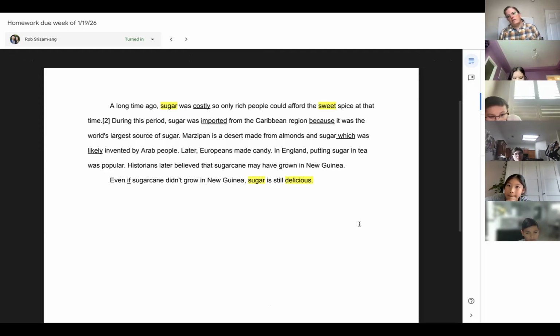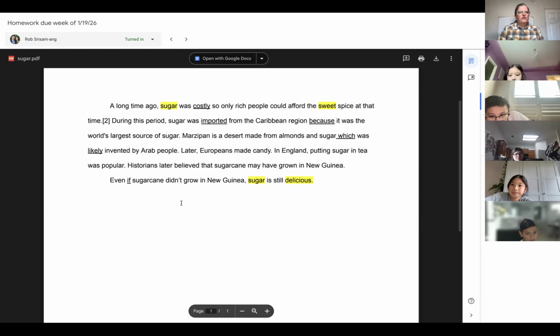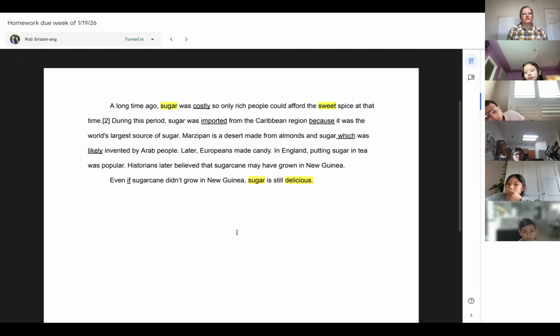So great job. And London, would you like to read it or do you want me to read it? You can read it. Me read it? Okay. A long time ago, sugar was costly, so only rich people could afford the sweet spice at that time. And then she's got her opener. During this period, sugar was imported from the Caribbean region because it was the world's largest source of sugar. Marzipan is a dessert made from almonds and sugar, which was likely invented by Arab people.